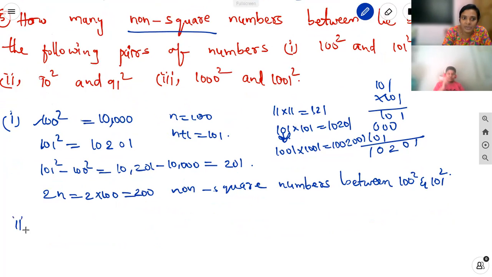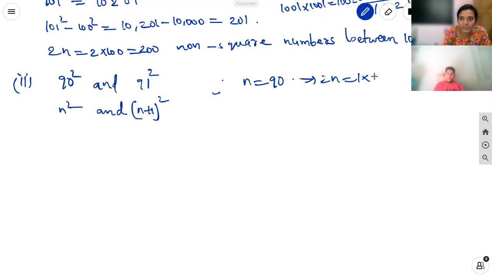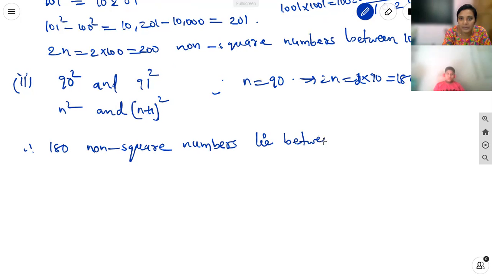For the second question, 90 square and 91 square. Here clearly n square and n plus 1 square. What is the n value? Here n equal to 90. What is the 2n value? 2n equal to 2 into 90, that is 180. Therefore, 180 non-square numbers lie between 90 square and 91 square.